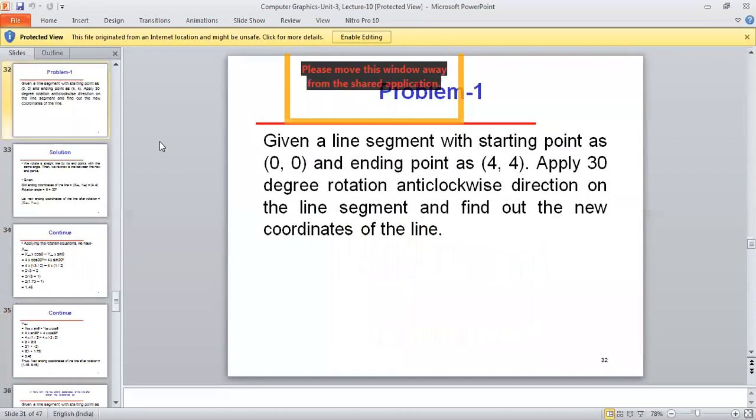Now again we will handle the problem. A line segment is given with a starting point as 0, 0, this is the initial point, and ending point as 4, 4, this is the final point. Apply a 30-degree rotation in the anti-clockwise direction on the line segment and find out the new coordinates of the line.